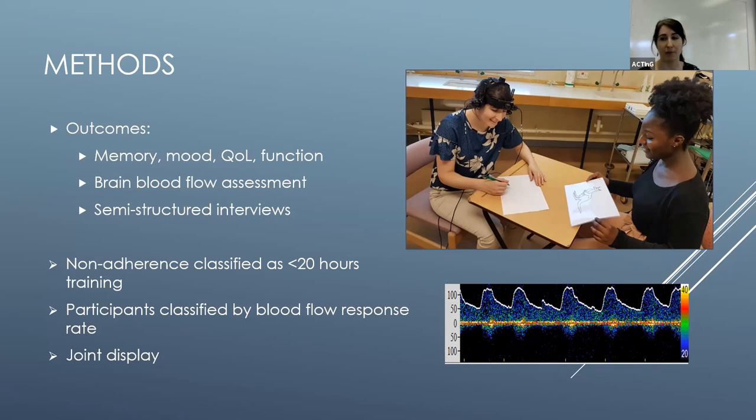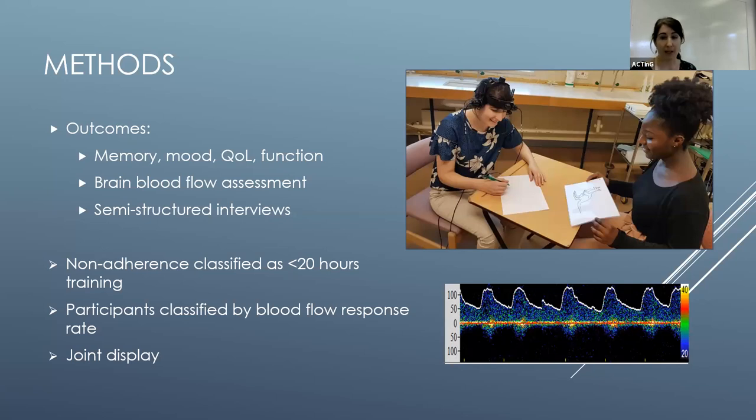So this is a picture of me doing a cognitive test from the Addenbrooke's with one of my colleagues. And we used that. We looked at five different cognitive tests to try and stimulate blood flow. And what you can see in the bottom of the screen is a raw trace file of a blood flow that we would see on an ultrasound scan.